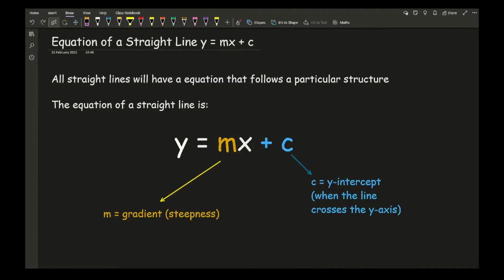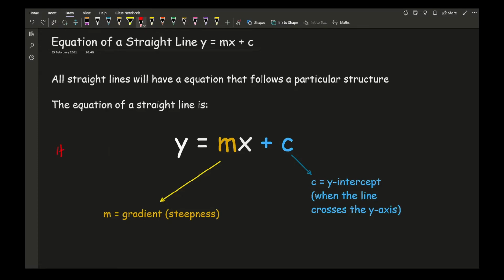Now, all straight lines, when plotted on a graph, will have an equation that follows a particular structure. The equation of any straight line follows the format of y equals mx plus c. The y and the x refer to the coordinates of what you would actually go on to plot, but the m, which is the amount of x that you've got, or how we mathematically say it, the coefficient of x, represents the gradient. The gradient is basically the steepness of the line.